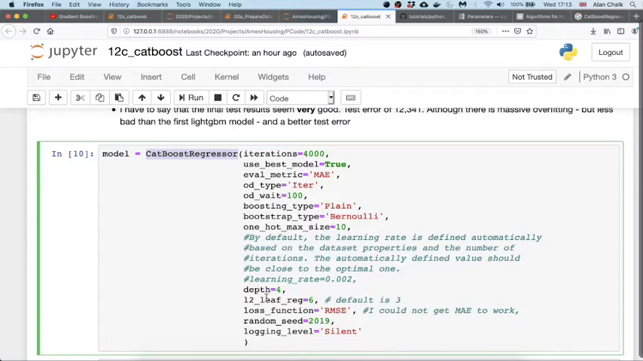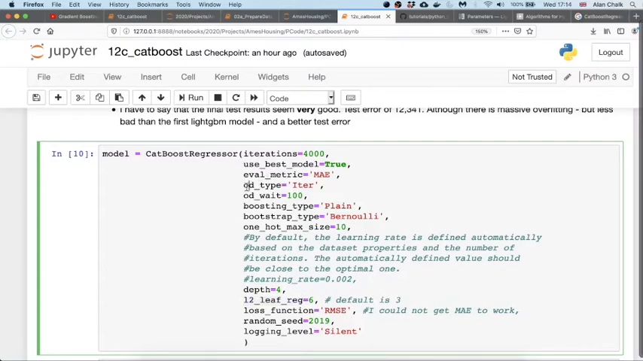Depth is familiar. What else do we have? By default, the learning rate is defined automatically based on the dataset properties. This should be close to optimal, so that would be amazing if we didn't need to bother figuring out what the learning rate was. L2 leaf regularization should remind you a little bit, going back to our decision trees, where we had the complexity parameter, where there was a cost to each leaf.